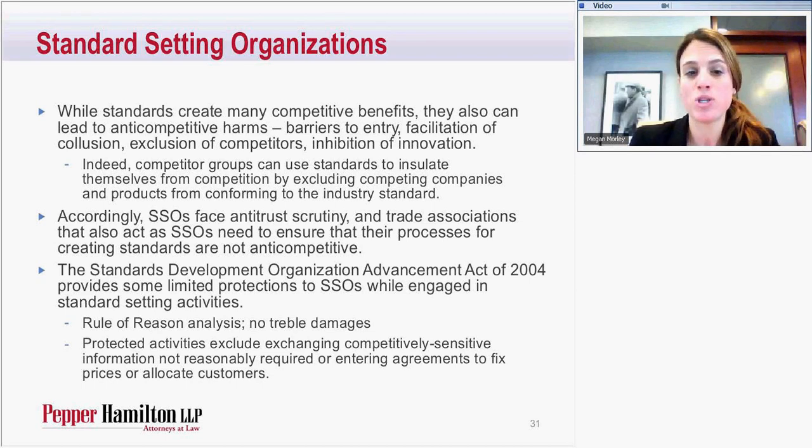And this provides some limited protections to standard setting organizations, or what the Act calls standards development organizations, while engaged in standard setting activities. If the standards development organization and its employees are engaged in these standard development activities, any antitrust allegation will be examined under what Jan discussed as a rule of reason analysis as opposed to a per se analysis. In addition, any damages sought will not be treble damages, but actual damages.